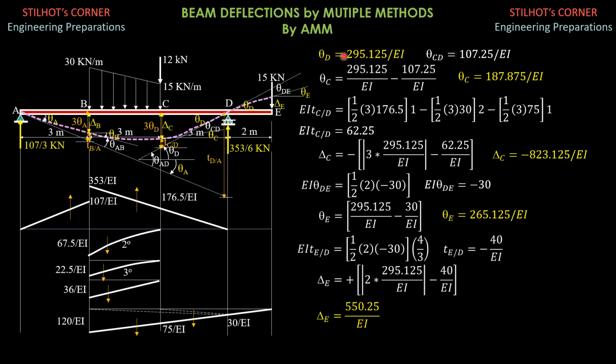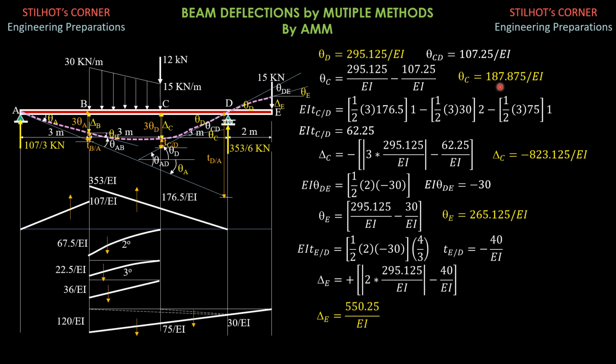So take note that theta D is 295.125 over EI, and theta CD is positive 107.25 over EI, from the tangent at C to the tangent at D, counterclockwise. So theta C is also positive. It is theta D minus theta CD, absolute value positive. So theta C is theta D, 295.125 over EI from horizontal to tangent at D, minus theta CD. Theta CD is 107.25 over EI.